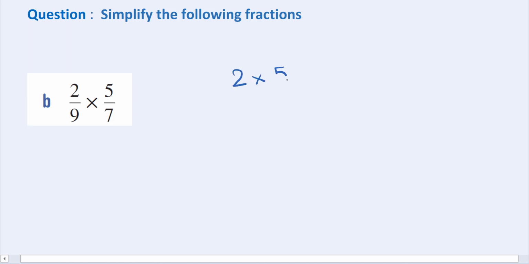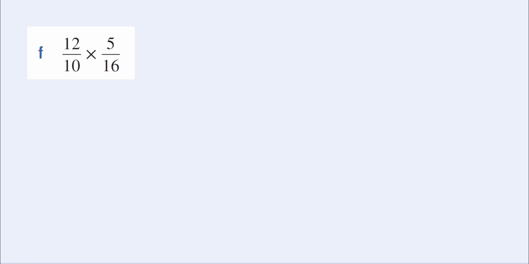What I'm going to do is I'm just going to multiply the top first, so 2 times 5, and also I'm going to multiply the bottom, which is 9 times 7. So 5 times 2 gives me 10, and 9 times 7 gives me 63. So you get an answer of 10 over 63.